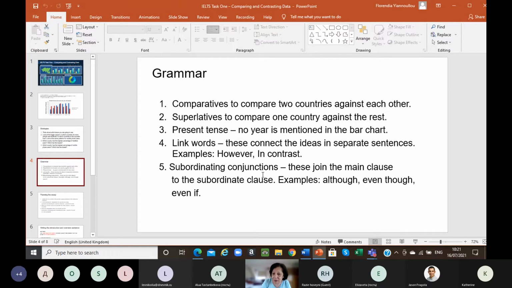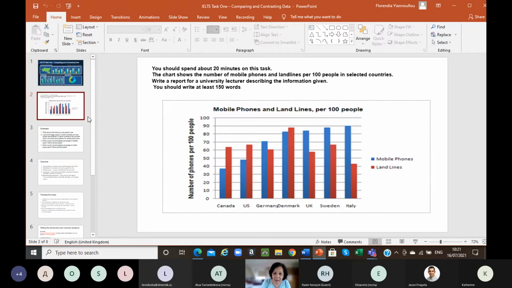And then you've got subordinating conjunctions. These are the words although, even though. Now, how could you use although, for example, in this bar chart?